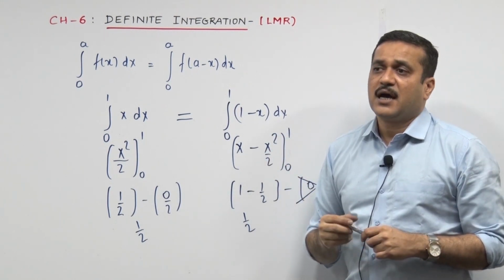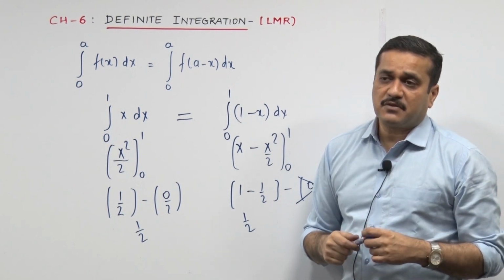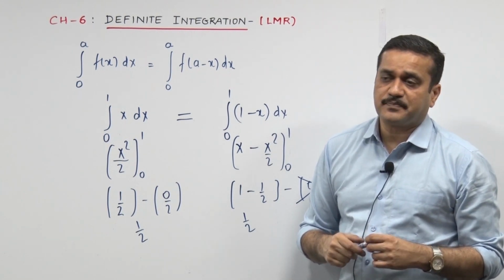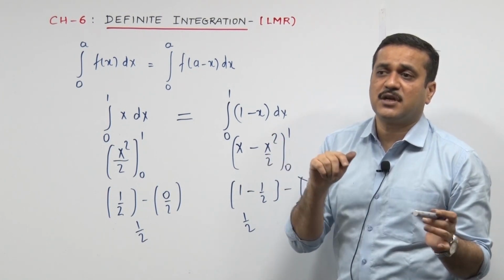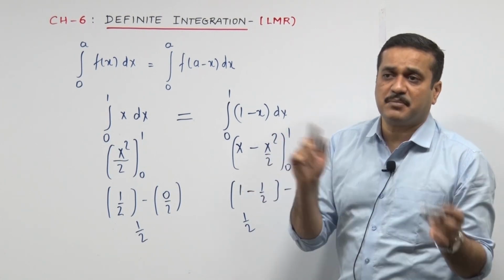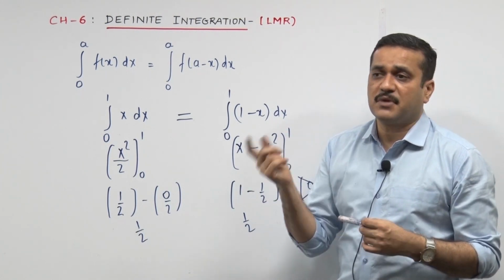So the property now is very convincing to all the viewers out there. What he means is correct. When it says f of x can be written as f of a minus x, it implies you can change your x to a minus x and still the answer will remain the same.